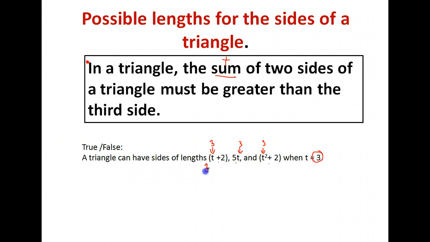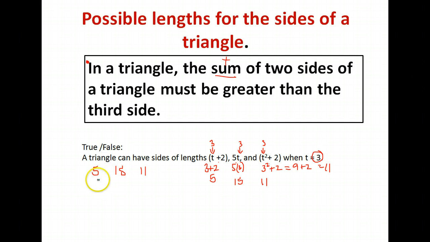So for this first one, 3 plus 2 would give me 5. There's my first side, length 5. This one, 5t, or 5 times 3, would be 15. And in this one, I have 3 squared, if I replace my t, which gives me 3 times 3. 3 squared is 9 plus 2, and 9 plus 2 is 11. So what we're really asking here is, can the triangle have sides length 5, 15, and 11?